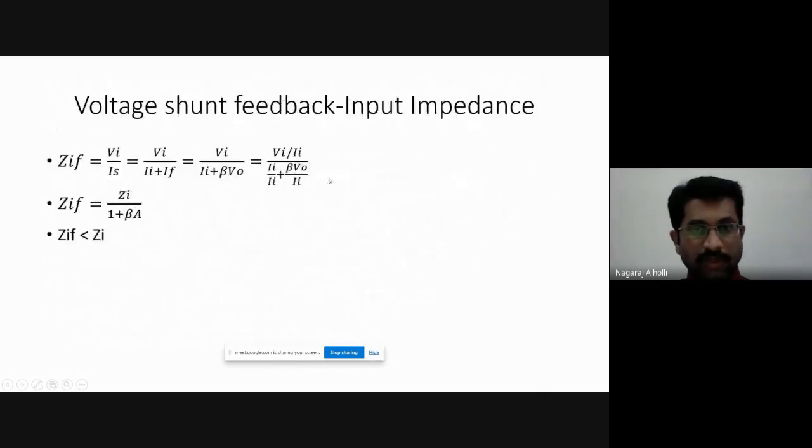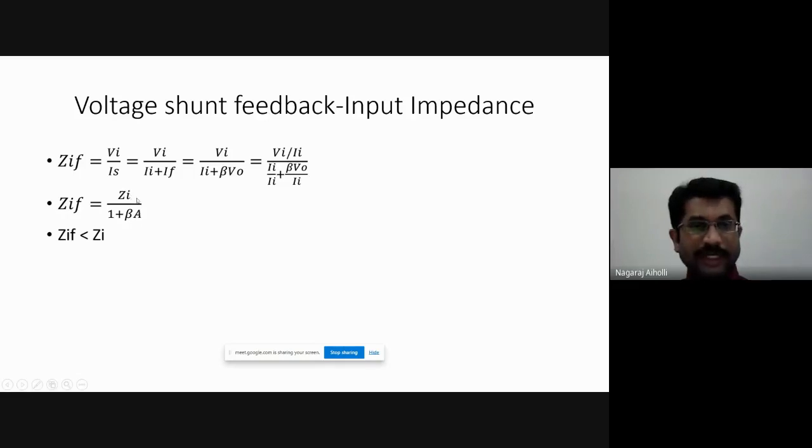So V0 by Ii is equal to A, or V0 is equal to A Ii. We are substituting V0 by Ii as A, then we get Zif is equal to Zi divided by 1 plus beta A. This input impedance with feedback is less than the Zi, because it is Zi divided by 1 plus beta A, and 1 plus beta A is greater than 1.